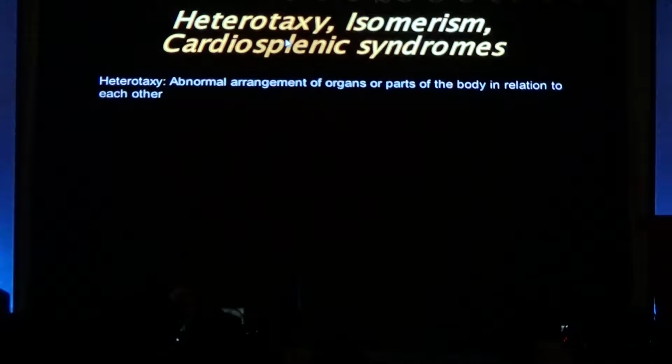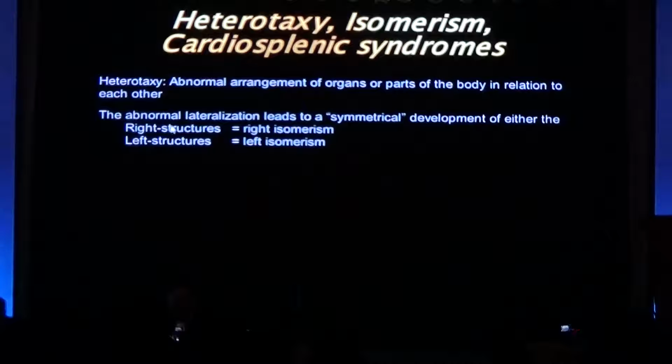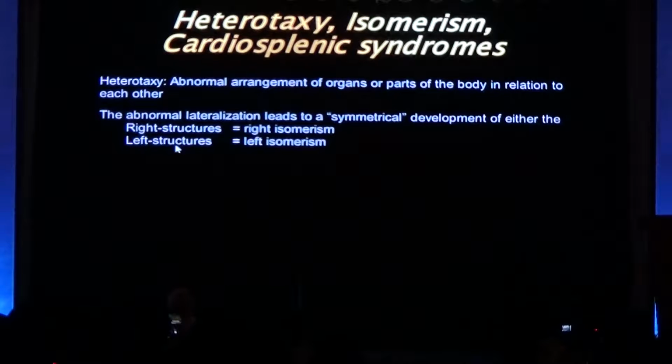So in heterotaxy and isomerism, what you have is an abnormal arrangement of organs or parts of the body in relationship to each other. So if you have a right isomerism, you have right structures. So you will have a baby that has a normal right side, and on the left side, instead of having a left side, it has a mirror image of the right side onto the left side. Think of this as being a half situs inversus attached to a normal baby. And if you have left isomerism, you will have left structure on the left side and mirror image of the left structure on the right side.